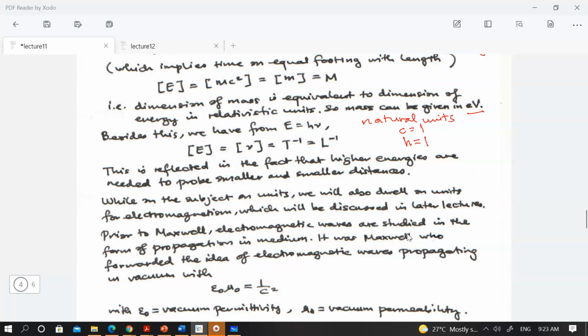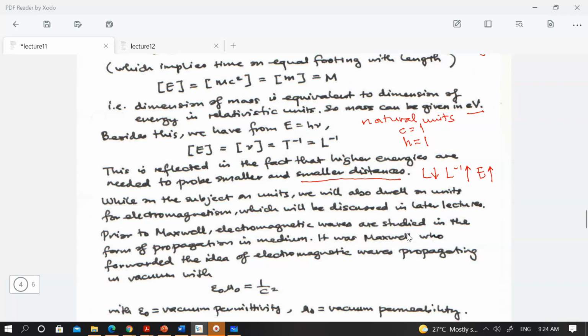But what is the dimension of frequency? The dimension of frequency is just the inverse of time. And remember, we also have c equals 1. So in other words, the dimension of time is equal to the dimension of length, and in this particular case, the dimension of our energy is now given in terms of inverse length. What that implies is that if you want to investigate smaller distances, L goes down, so L inverse has to go up, and if L inverse goes up, then your E goes up.